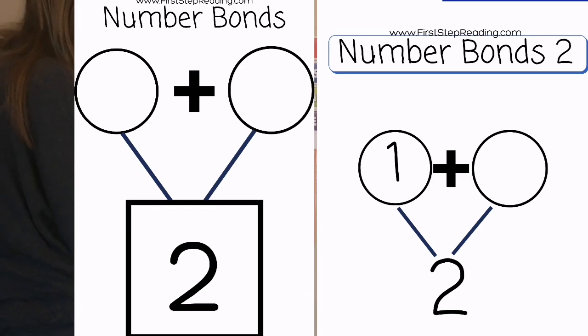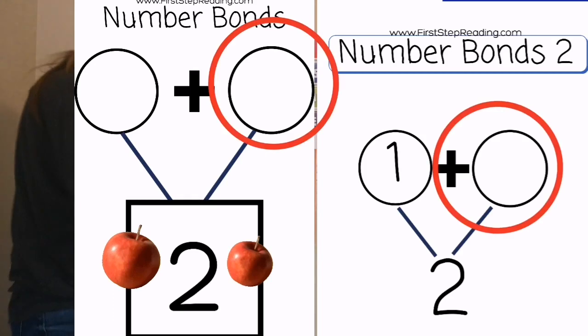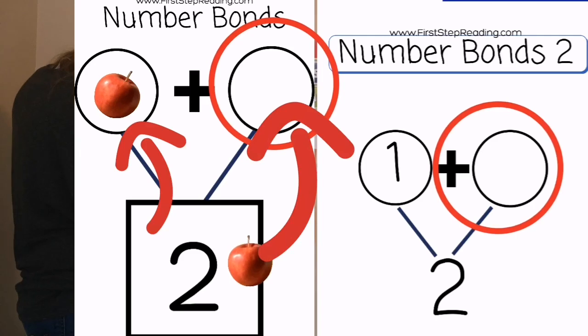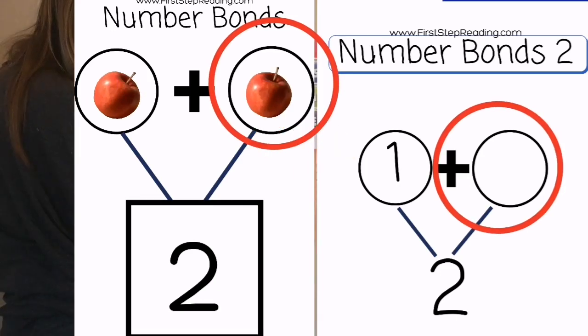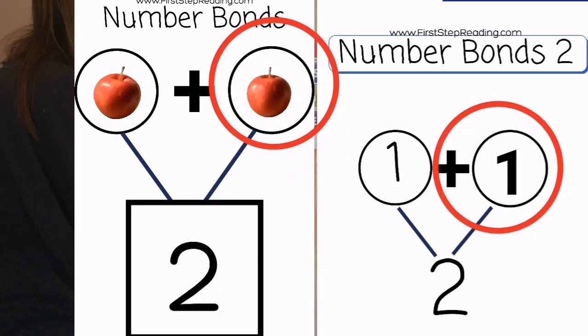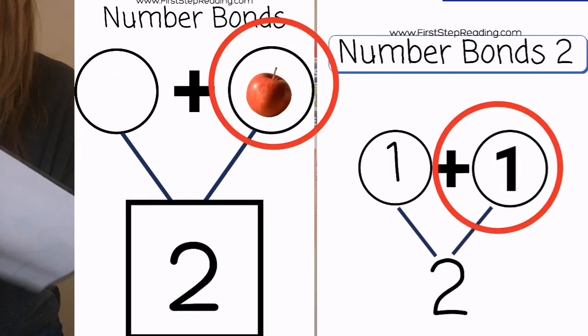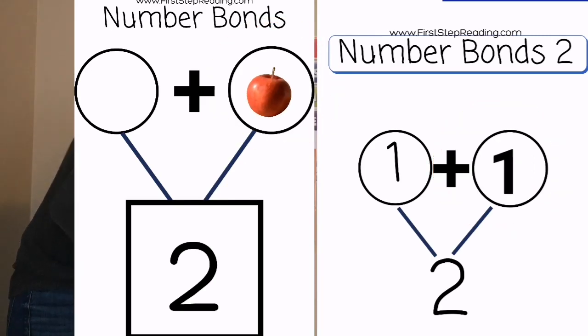So I have two counters, and my worksheet said put one counter here. How many counters should I put in this circle? For number 2, it's going to show me all the ways to get number 2. So I have 1 and what? What's left? 1 and 1, right? 1 and 1 is 2. That's how I do my number bond worksheet. 1 plus 1 is 2.